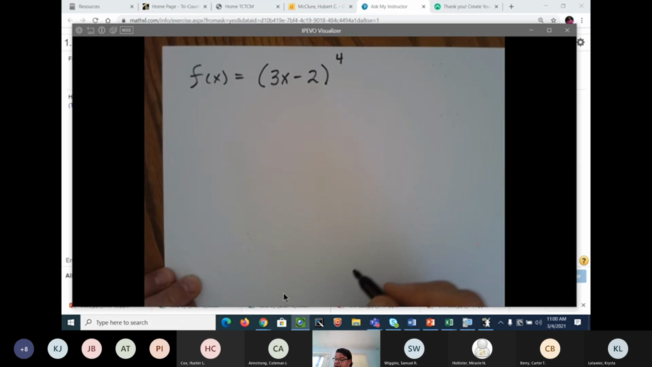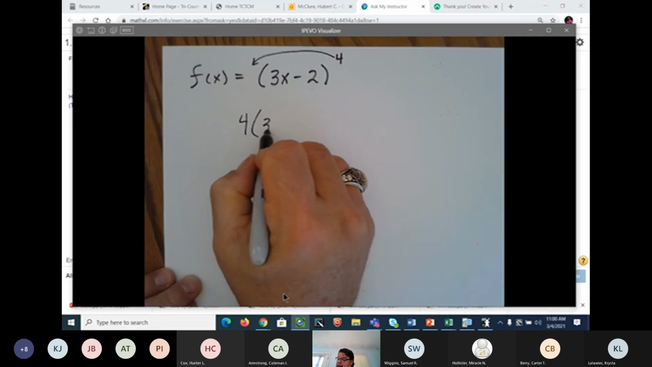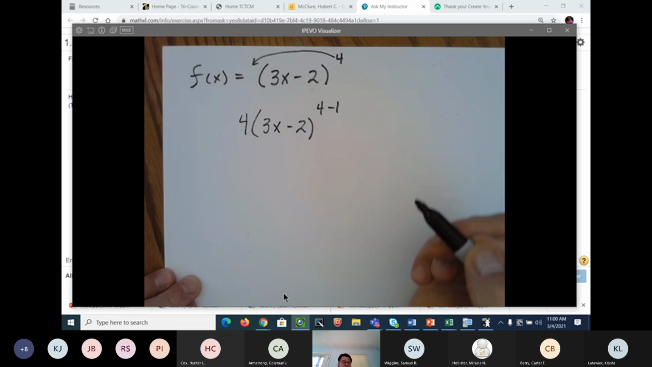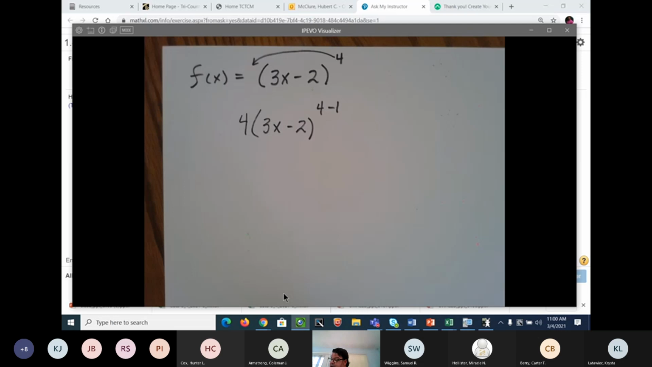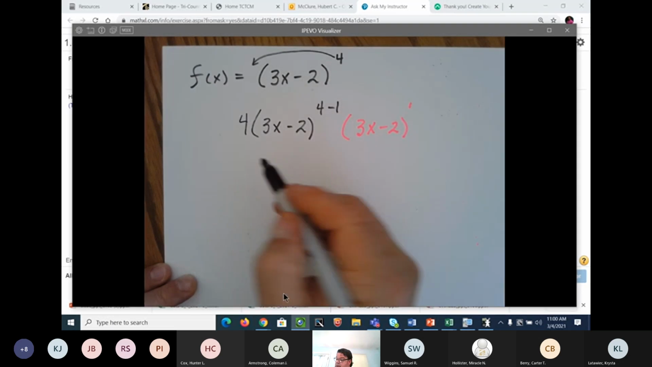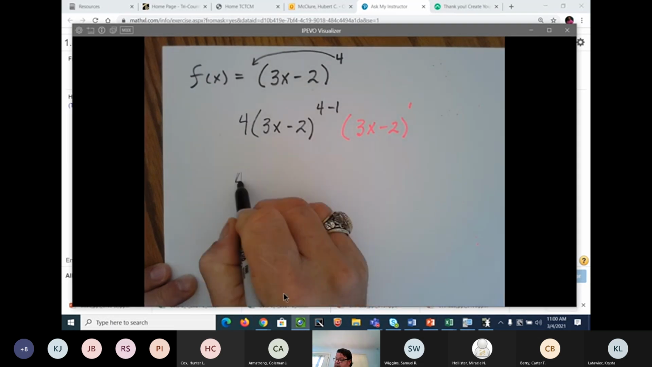So I'm going to bring the 4 out front. So that's going to be 4 times 3x minus 2, 4 minus 1. And then what is inside? 3x minus 2, and I need to take the derivative of 3x minus 2. So all of this in black is pretty much the power rule. That's the power rule. Bring the 4 out front and subtract 1. That's the power rule. So that's going to be 4. That's going to go in the trash can after class. 3x minus 2 to the 3rd power.